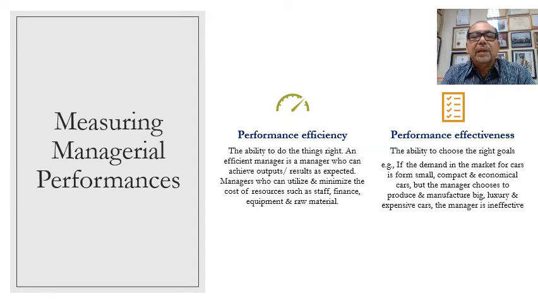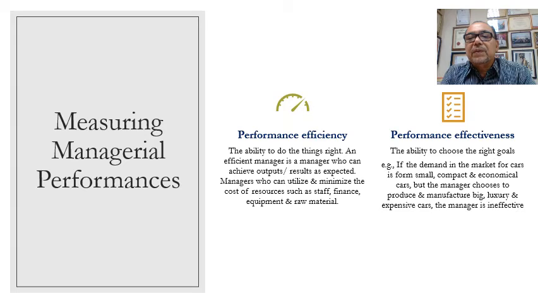If your factory can produce chairs and tables at a cost of 1,000 ringgit, but another factory produces the same tables and chairs at 800 ringgit cost, then they are more efficient than your factory. This is what we're talking about, the performance of efficiency. Examples we'll go through later, more examples.